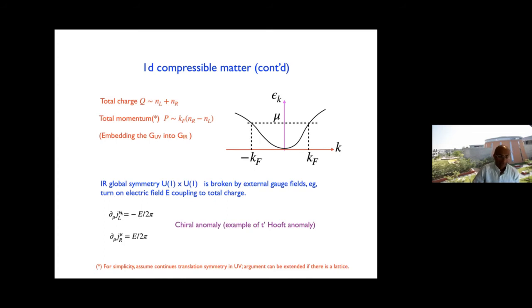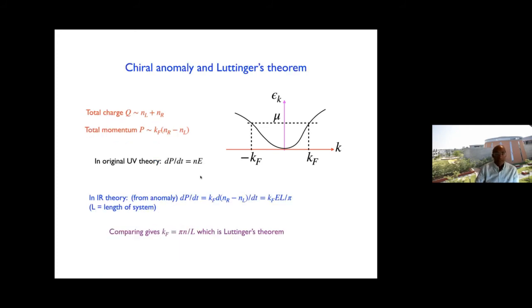So in any case, whichever way you understand it, this is the familiar chiral anomaly of a massless fermion in 1+1 dimensions. And this is one of the classic examples of a 't Hooft anomaly. So this is the kind of thing that we use repeatedly. And we'll see that this chiral anomaly immediately implies Luttinger's theorem. So let's see how that works, right?